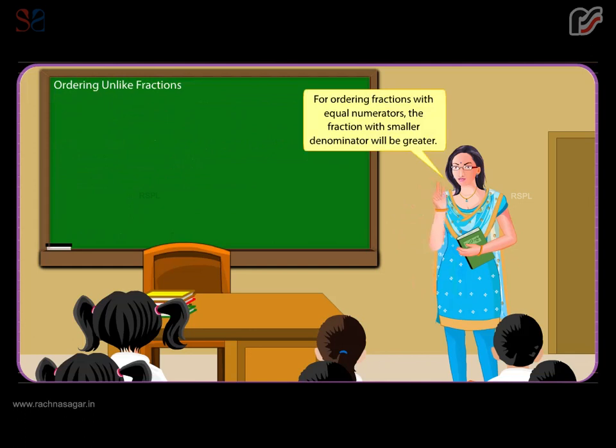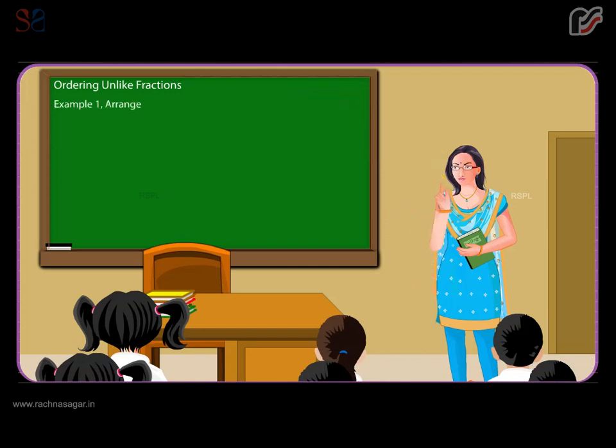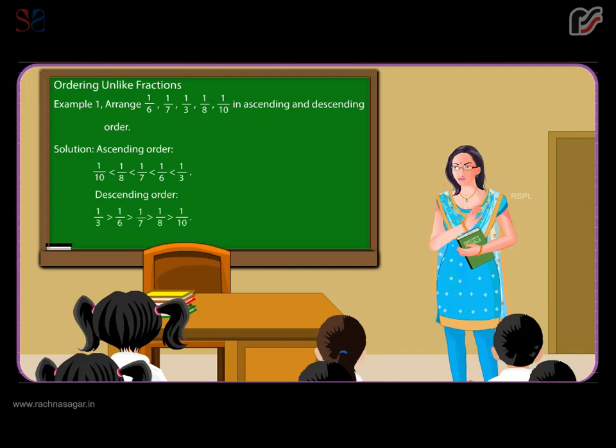For ordering fractions with equal numerators, the fraction with smaller denominator will be greater. Example 1. Arrange 1/6, 1/7, 1/3, 1/8, 1/10 in ascending and descending order. Ascending order. 1/10 is smaller than 1/8, which is smaller than 1/7, which is smaller than 1/6, which is smaller than 1/3. Descending order. 1/3 is greater than 1/6, which is greater than 1/7, which is greater than 1/8, which is greater than 1/10.